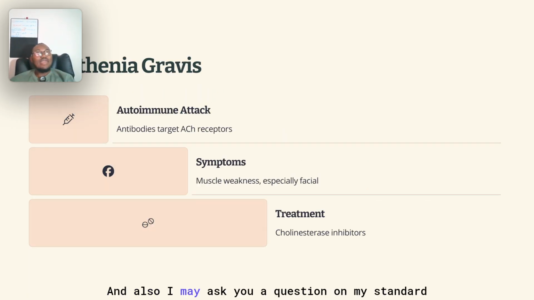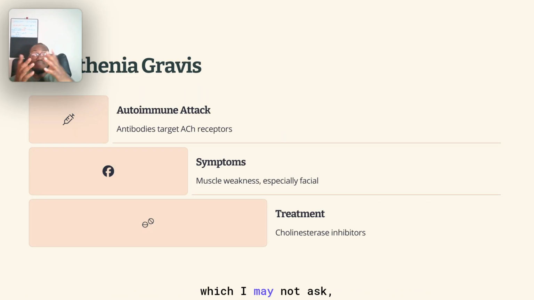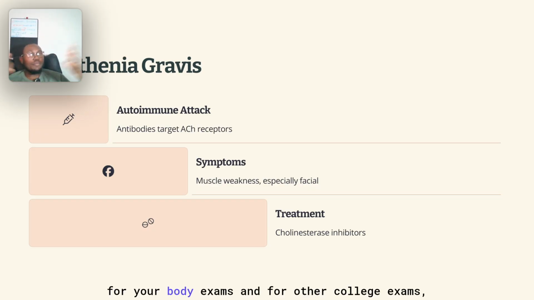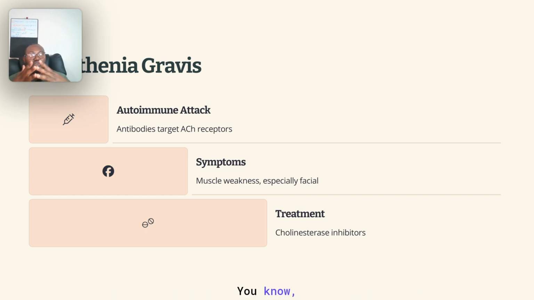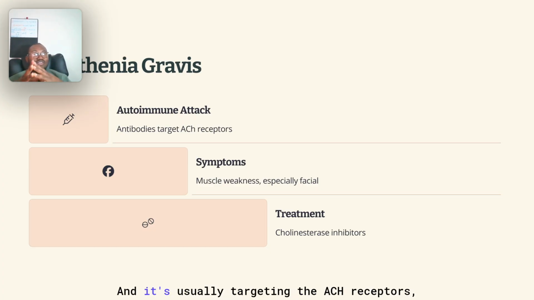Botulism. And also, I may ask you a question on myasthenia gravis, which I may not ask, but for your board exams and for other college exams, some professors might want to test your knowledge of myasthenia gravis. You should know something very important, that myasthenia gravis is an autoimmune attack usually targeting the ACh receptors, and its symptom is usually muscle weakness, especially facial. All right. And the drugs that treat myasthenia gravis are usually trying to inhibit the function of cholinesterase.